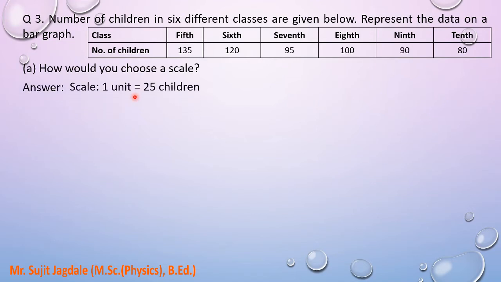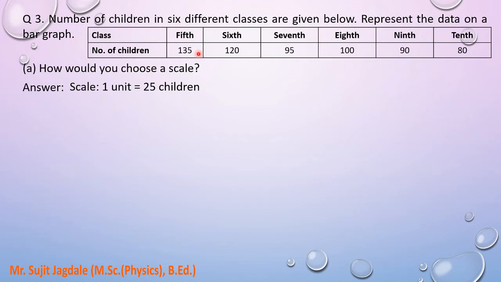Okay, now here the maximum value is 135, so it is not too much. So here, for the scale, we can take 1 unit equals 25 children, or you can say 1 centimeter equals 25 children. That is sufficient. Or you can also take 1 unit equals 20 children, or 1 unit equals 30 children, like this. But I think 25 is sufficient, so I have taken 25.